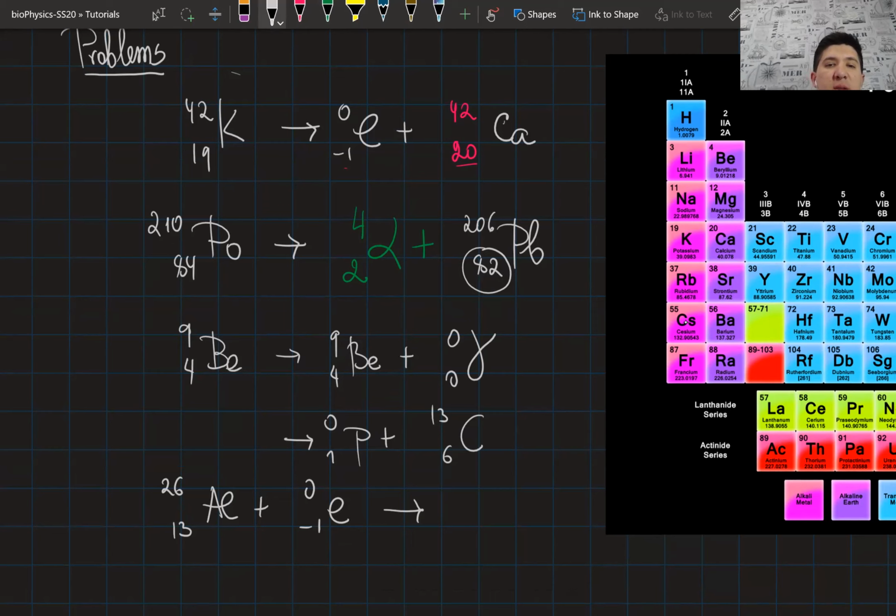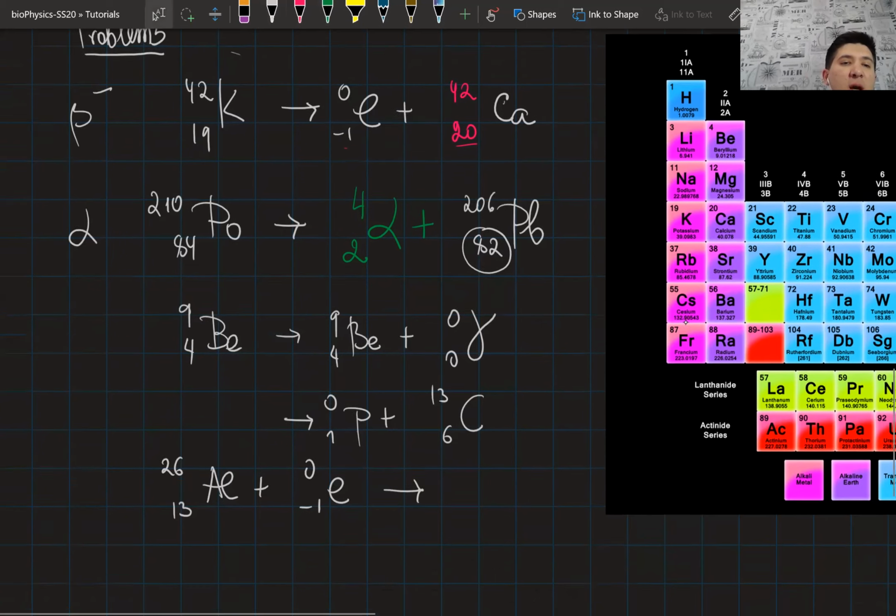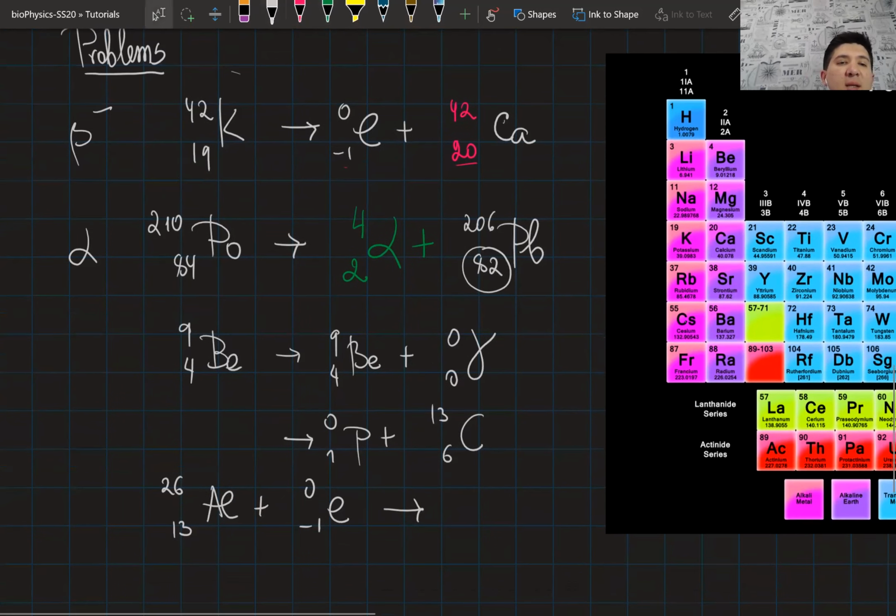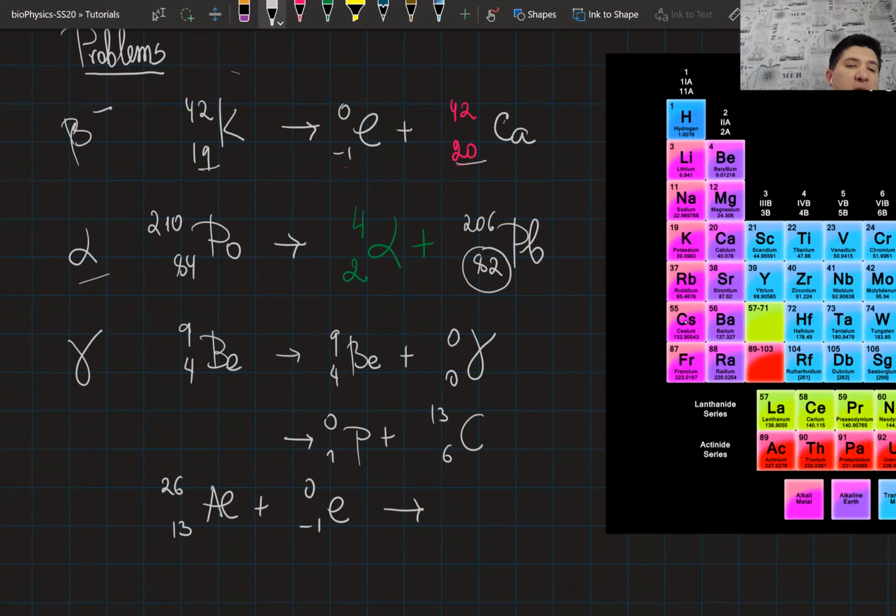So we've seen so far the beta negative radiation. Here we've got the alpha radiation. Beta radiation means that the nucleus has too many neutrons, right? So some of its neutrons become a proton. The alpha means that it's too big. And the gamma radiation means that it's too excited, so it just releases some of its energy.